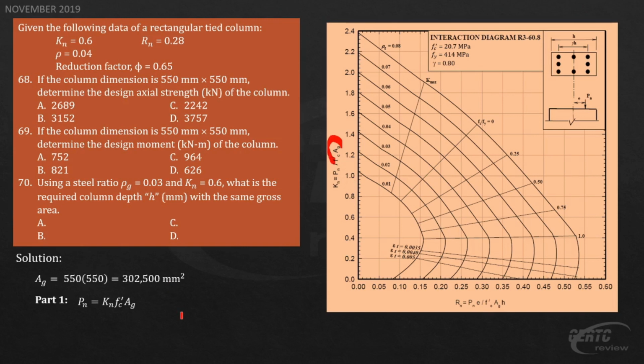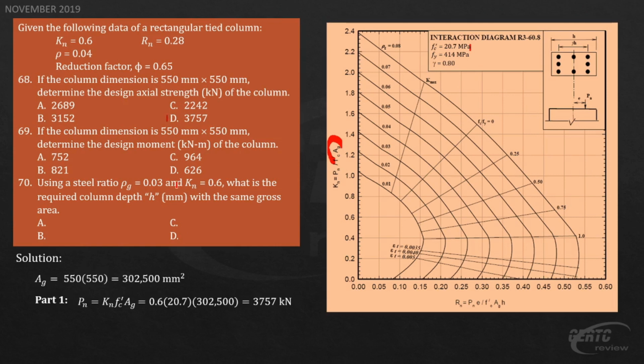Kn is equal to 0.6. So, 0.6 times Fc prime is 20.7, and then Ag is equal to 302,500. So, our Pn, Newton yung lalabas dyan. Convert na lang natin to kilonewton. So, 3757 kilonewton. And the answer is letter D.